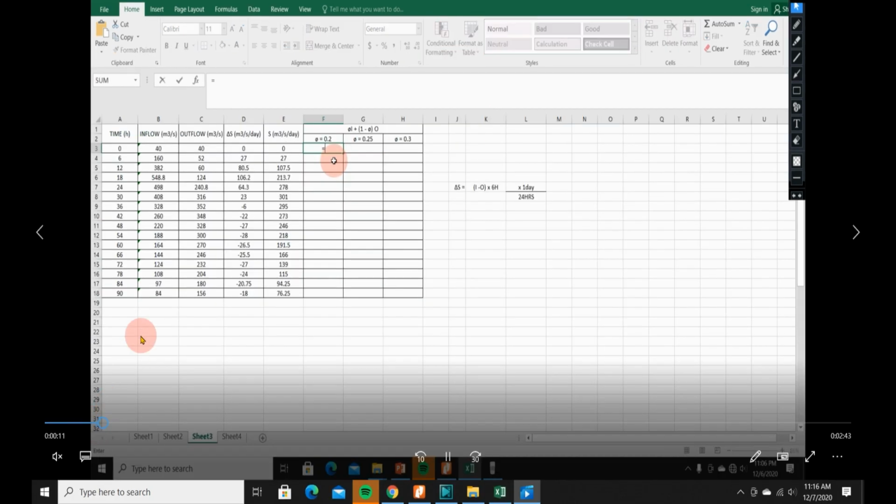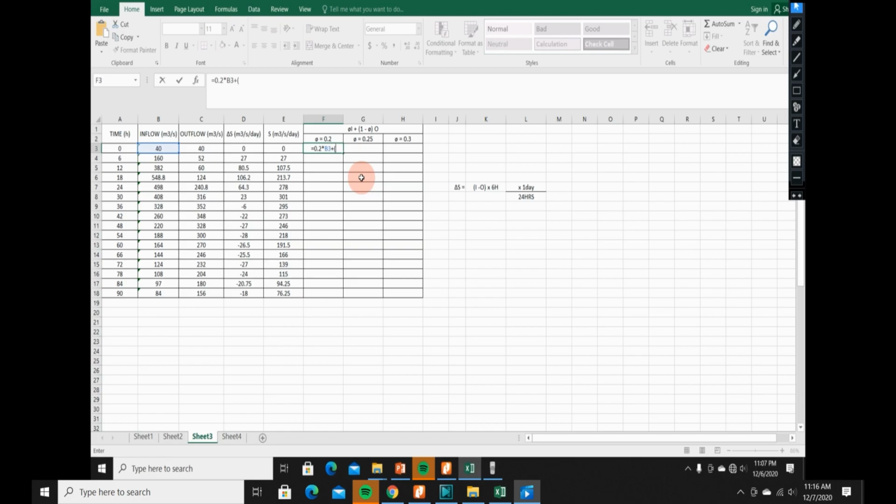And for columns F, G, and H, we will be using that formula in which the phi is equal to 0.2 multiplied by the inflow plus the sum of 1 minus our phi, which is 0.2, multiplied by the outflow. Same process again. And for the next column, we just change the value of phi, which is now equal to 0.25. And for the last column, we just change phi into 0.3.